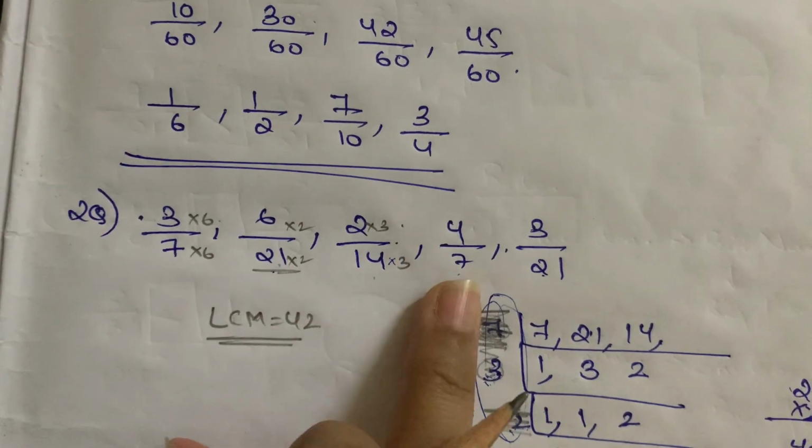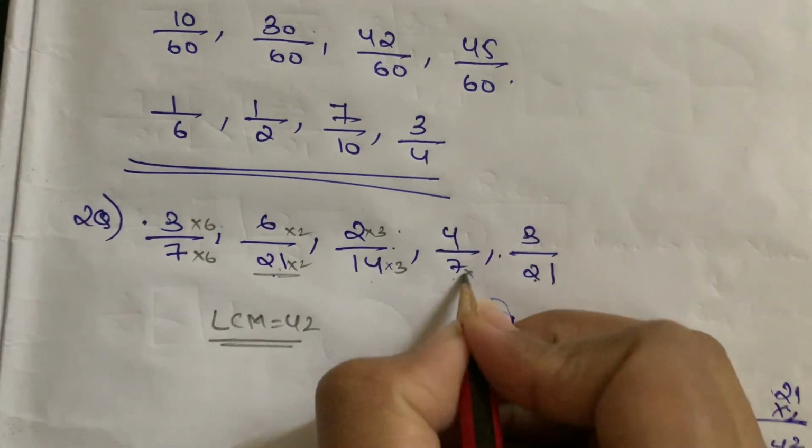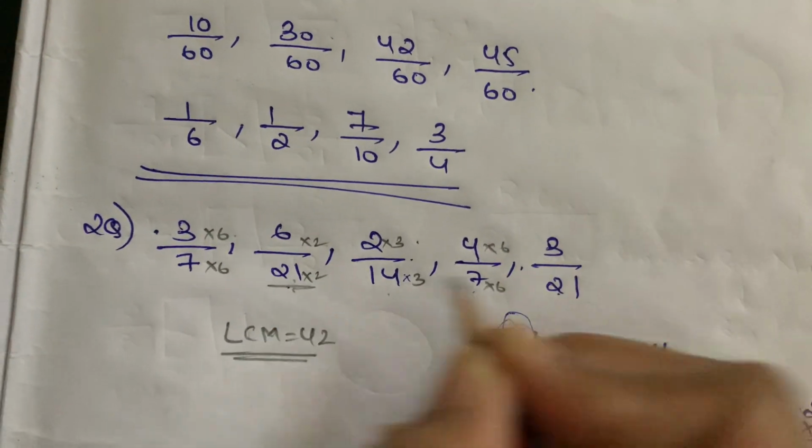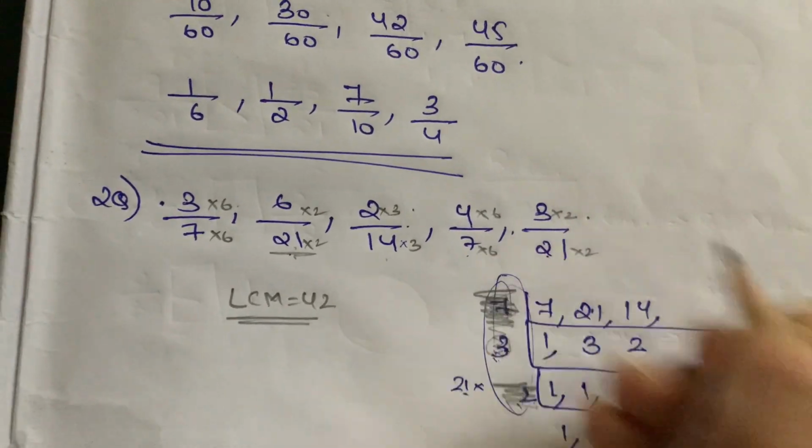Then again 7 is repeating, so the same thing you have to copy it down from here. 21 was multiplied by 2, 21 was multiplied by 2. That's how you're going to do it.